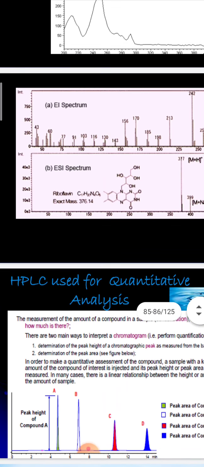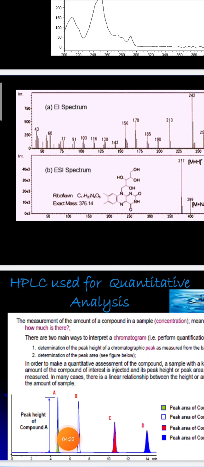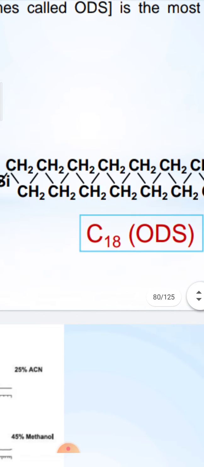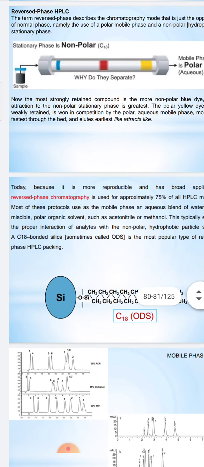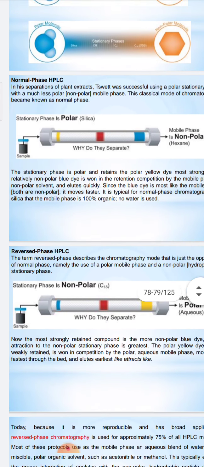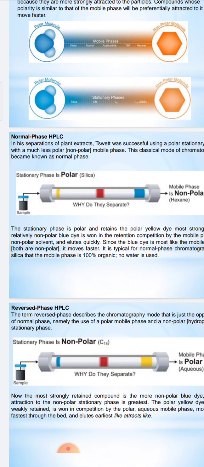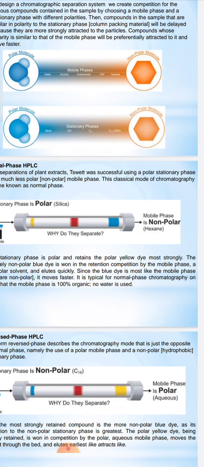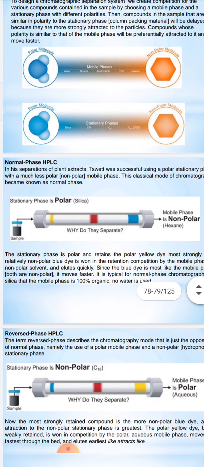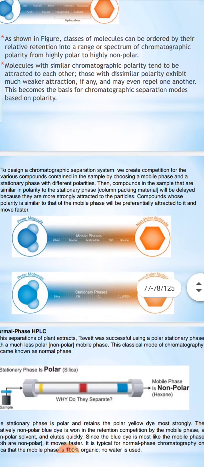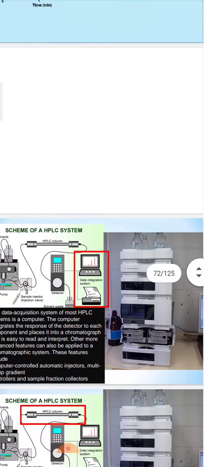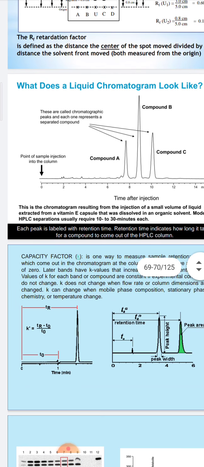These are the applications of this particular HPLC. You can see here again, we already discussed all these things, what the reverse phase and the normal phase HPLC are. The stationary phase is polar. Here you can see in detail how this particular HPLC works.